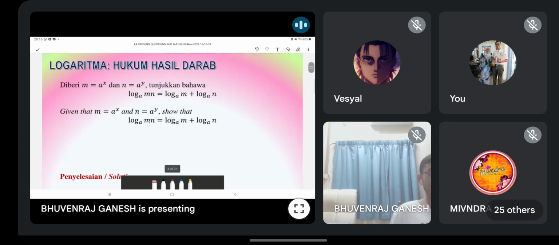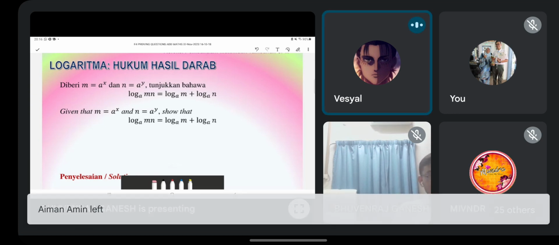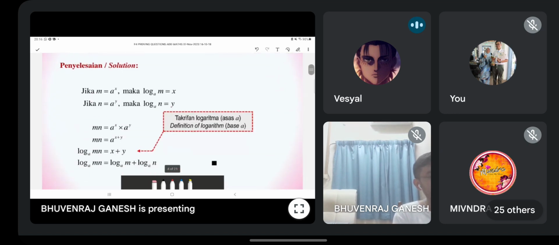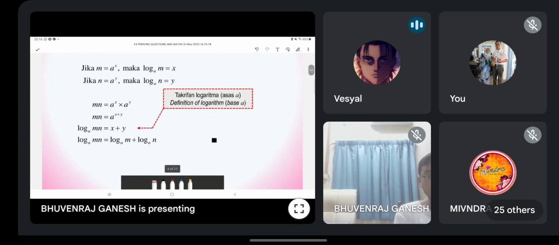Okay, so Vishal, your turn. Okay, so next one is just proving log AMN equals log AM plus log AN. So you have to know two concepts here. The first concept is actually, okay, so let's start first. So we'll make M equals A power X and N equals A power Y. And then, okay, so M times N is actually the same as A power X times A power Y.